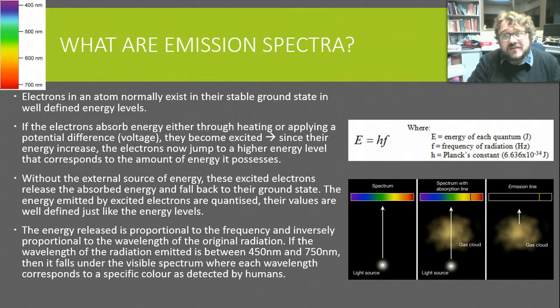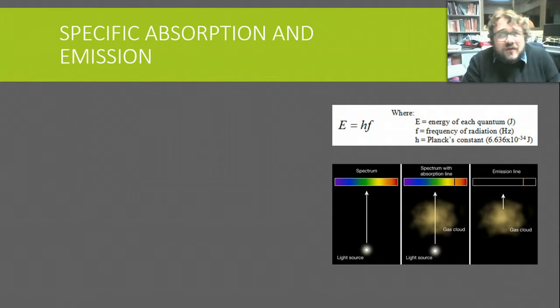The energy released is proportional to the frequency, and inversely, that means it's proportional to the wavelength, for the physics students. You know what that means. So if the wavelength is within the visible spectrum, which is 450 to 750 nanometers, we can detect it very easily. Very easily, actually. So let's have a look.